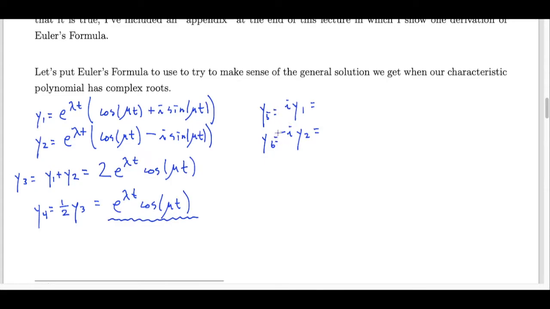I'm just using that as a notational device. So now I'm going to multiply y sub 1 by i, and I'm going to push that i through in a kind of strategic way. Specifically, I'm going to distribute it inside these parentheses, and here's what I get.